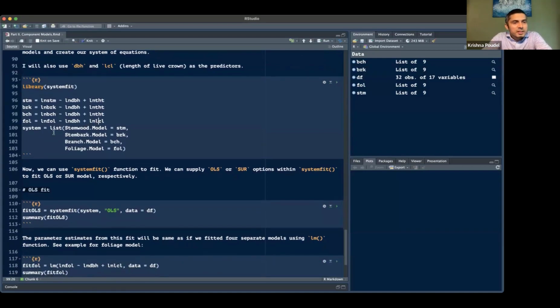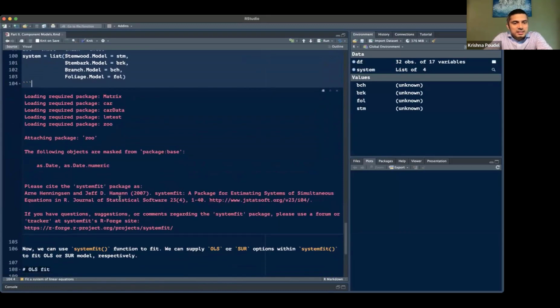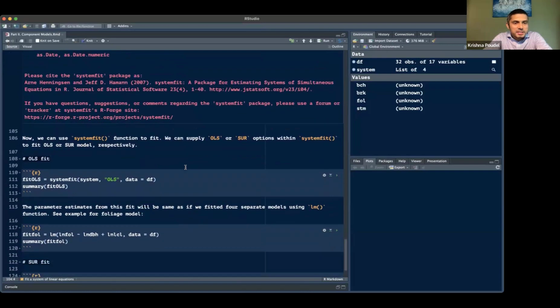Okay. And then once I type these equations, I create a system using list. And then my stem model is STM, stem bark model is BRK, and so on. So let's run that. And these are just information messages, so this is not an error. They ask that if you use this package, please cite it, and all that information.